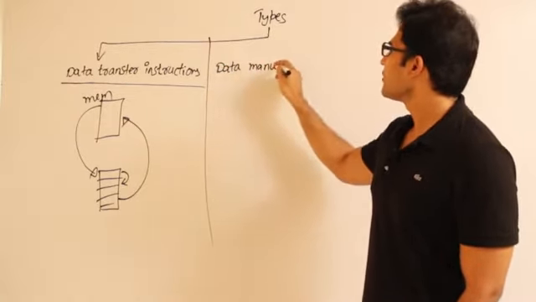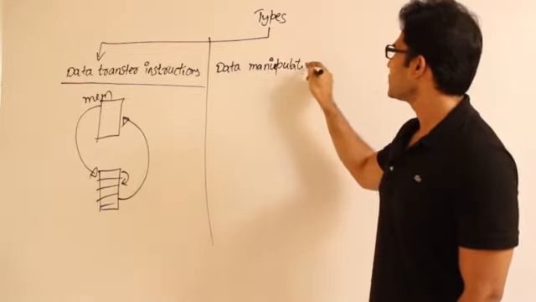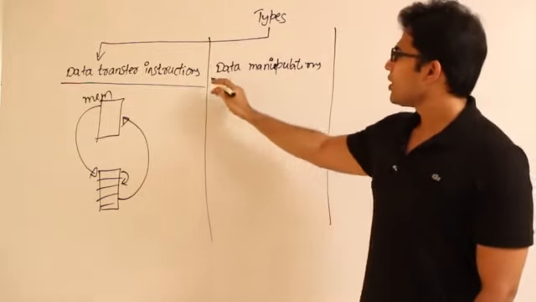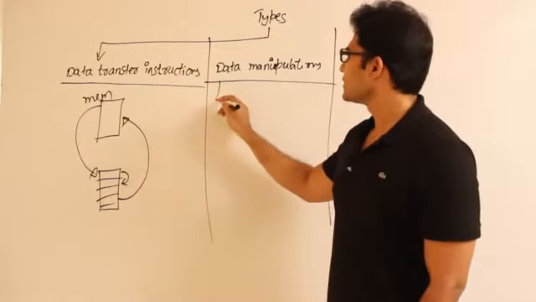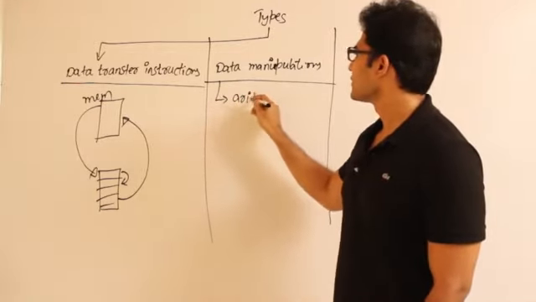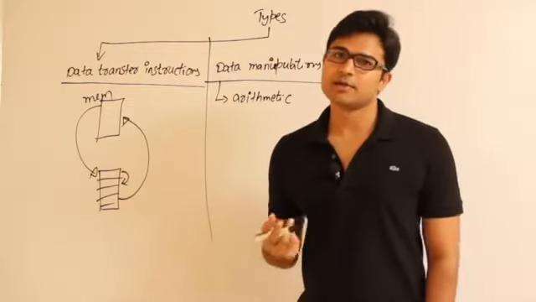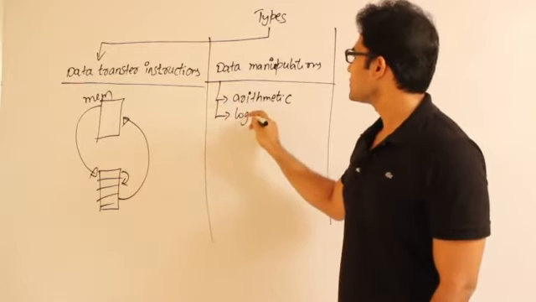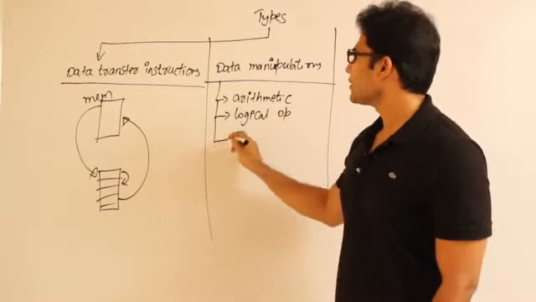And the second type of instructions is data manipulation instructions. So data manipulation instructions can be classified again into three types. Like this: arithmetic operations. Arithmetic operation is addition, subtraction, multiplication, division, all those. And then logical operations. So logical OR, logical AND.